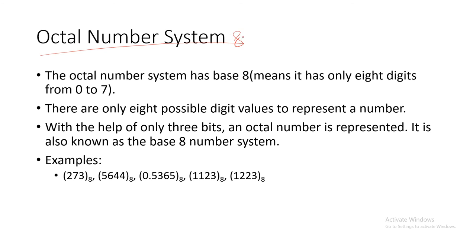Okay, so the next number system is the octal number system. Its base is 8, which means that it has 8 different symbols to represent a number. They start from 0 to 7, that is 0, 1, 2, 3, 4, 5, 6, and 7. There are only 8 possible digit values to represent a number. With the help of only 3 bits, an octal number is represented. It is also known as the base 8 number system. The maximum value of an octal digit is 7, so you can clearly see that there are 8 representations in octal.